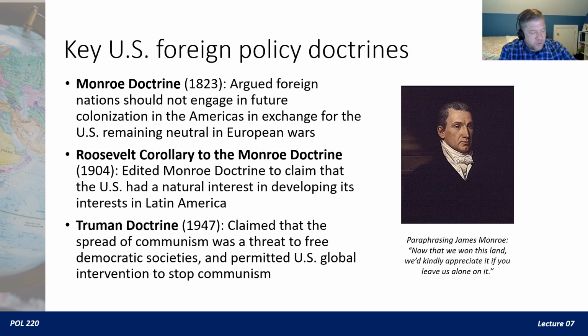So let's go through the history of some of the major U.S. foreign policy doctrines here. We'll start with the Monroe Doctrine. It goes back to 1823, and argued that foreign nations should not engage in future colonization in the Americas in exchange for the U.S. remaining neutral in European wars. So think about this time, 1823. We've just won the second war for independence, the War of 1812. We're feeling pretty good about ourselves.